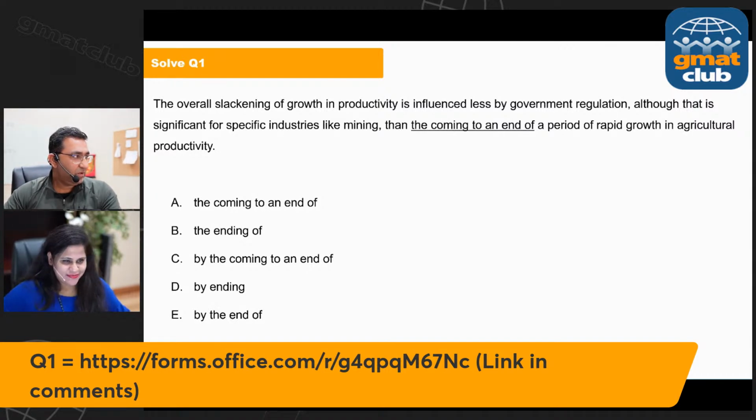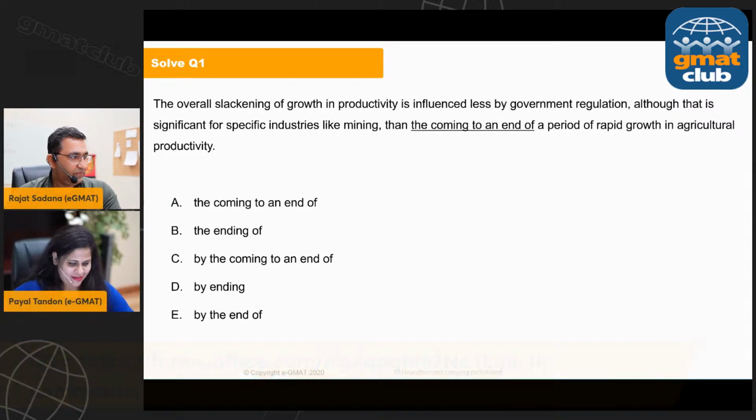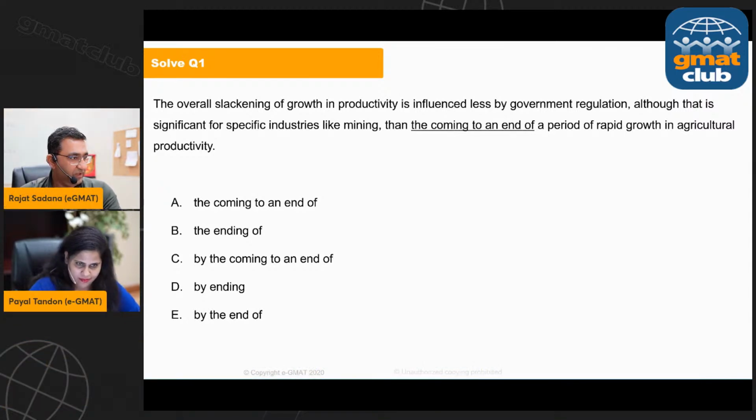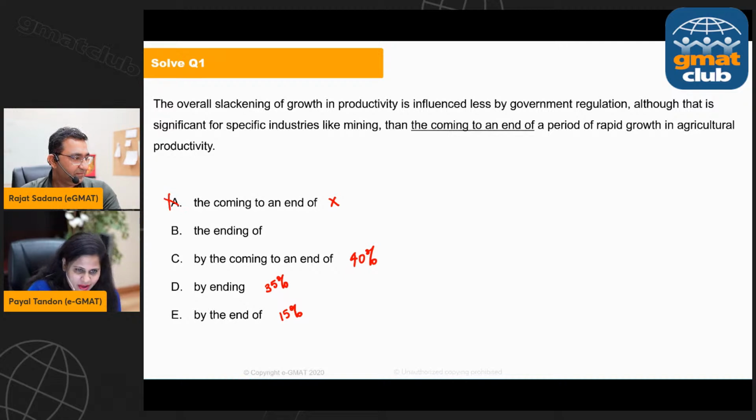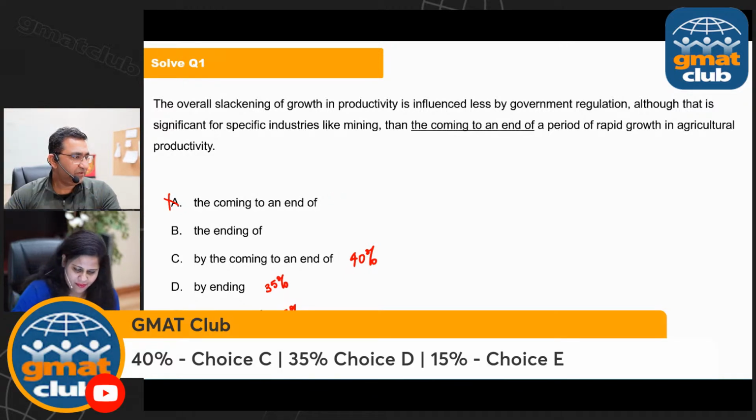Okay, so how did we do? We have about 40% of people at choice C, another 35% at choice D, and another 15% at E. There are not that many takers for A and B. No one chose A, as expected. B is the remaining 10%.